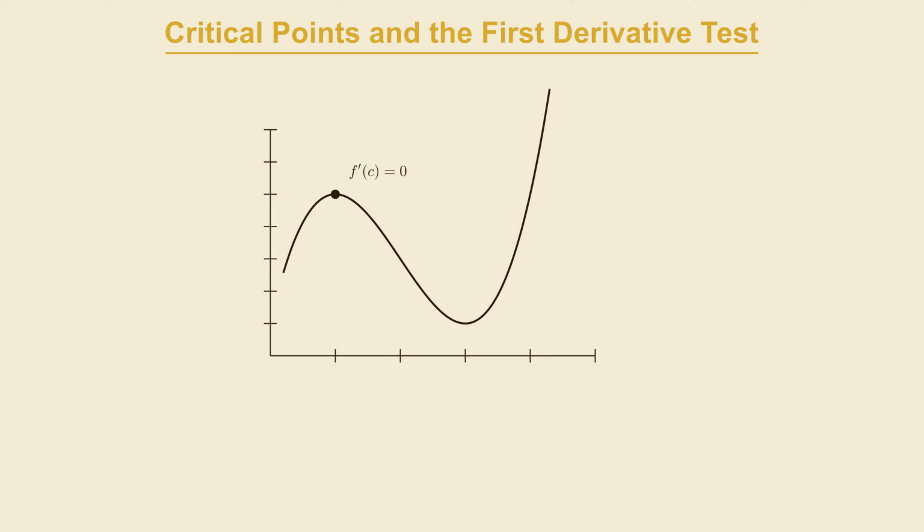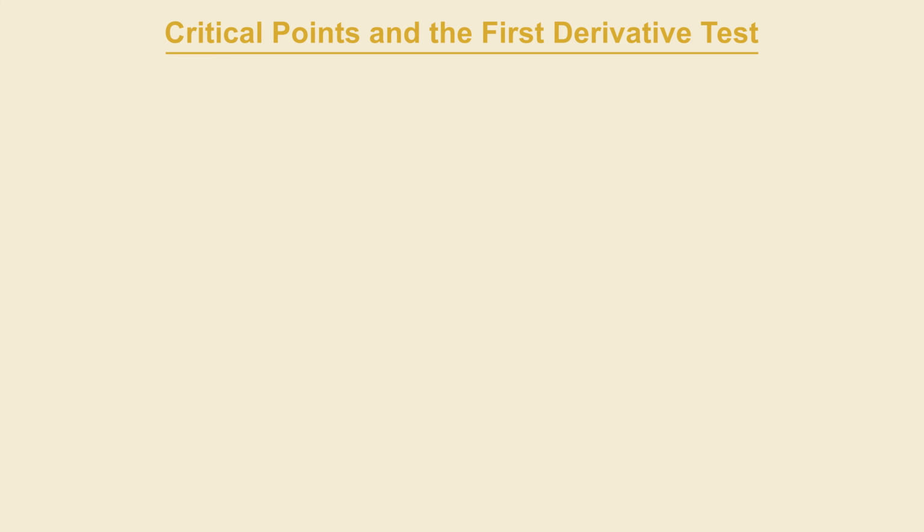If you're standing at the top of a smooth peak, then the slope at that peak is flat. The same is true if you're standing at the bottom of a smooth valley. The slope is going to be flat there too. So if a function reaches a maximum or minimum at some point, the derivative at that point has to be zero. That gives us the first concept of the video. We'll call these flat slope points critical points. A critical point is a point where the derivative equals zero.